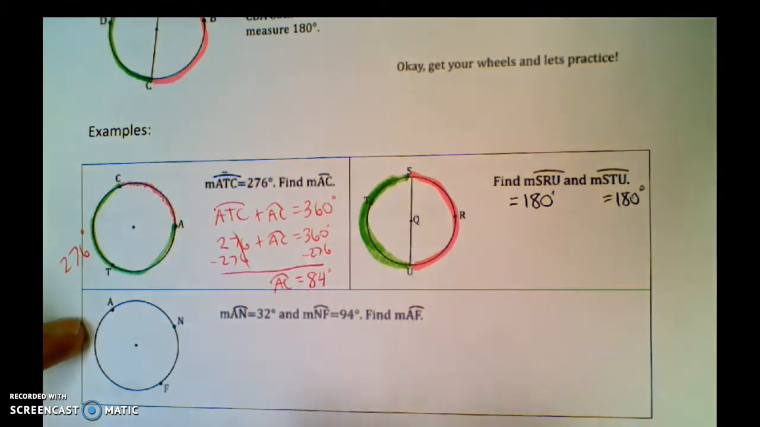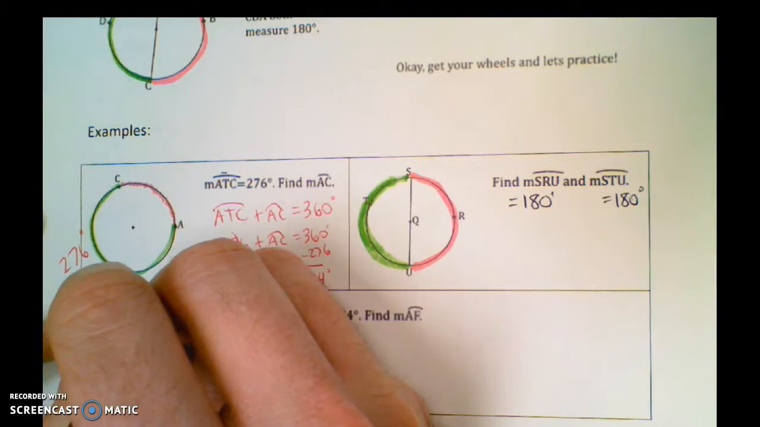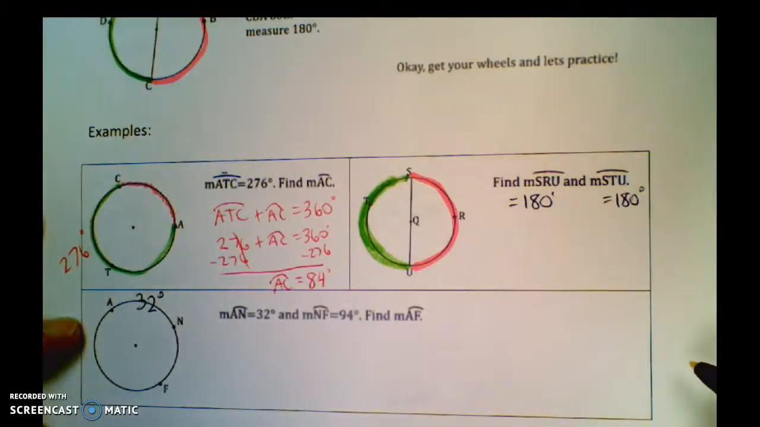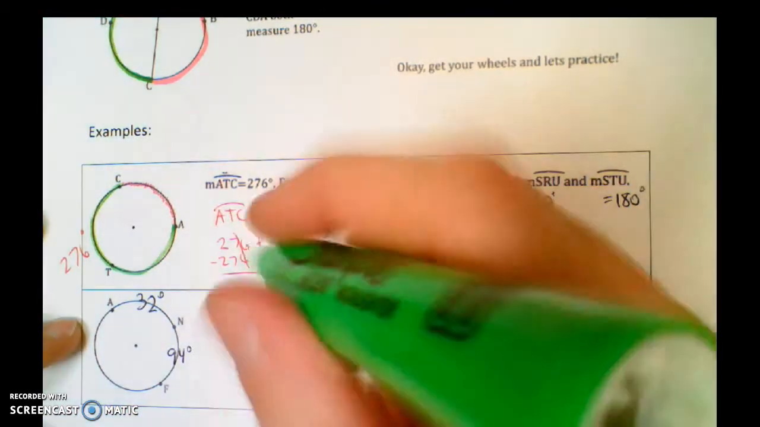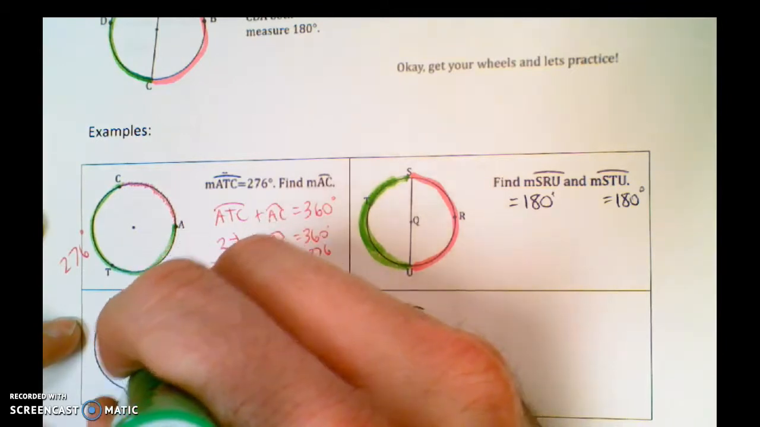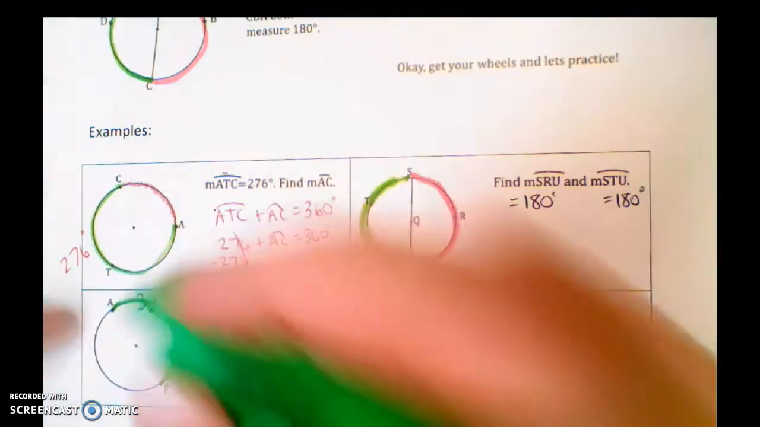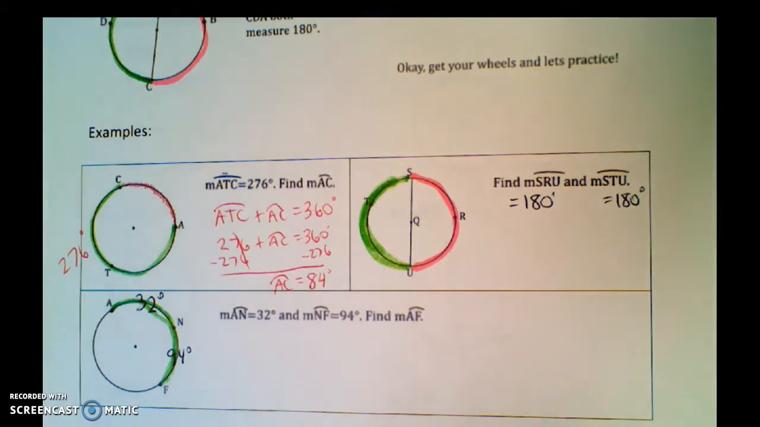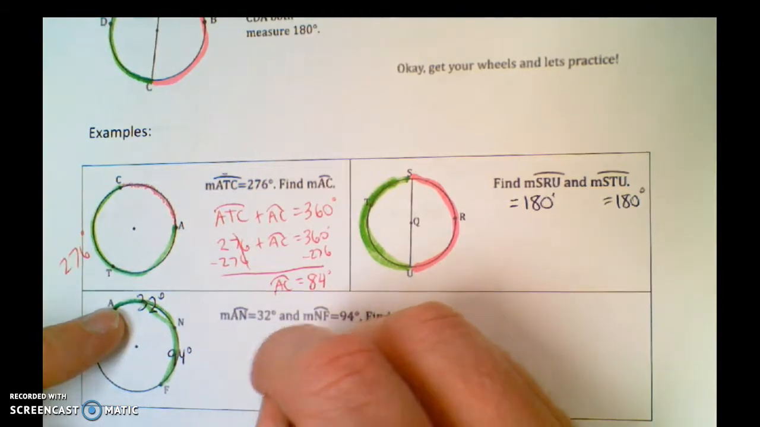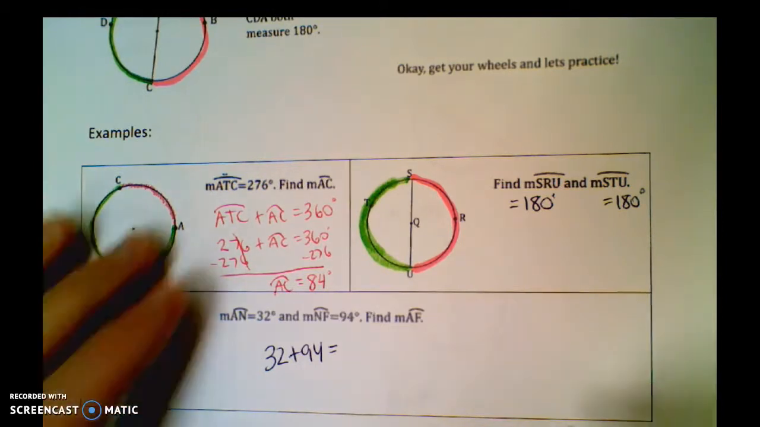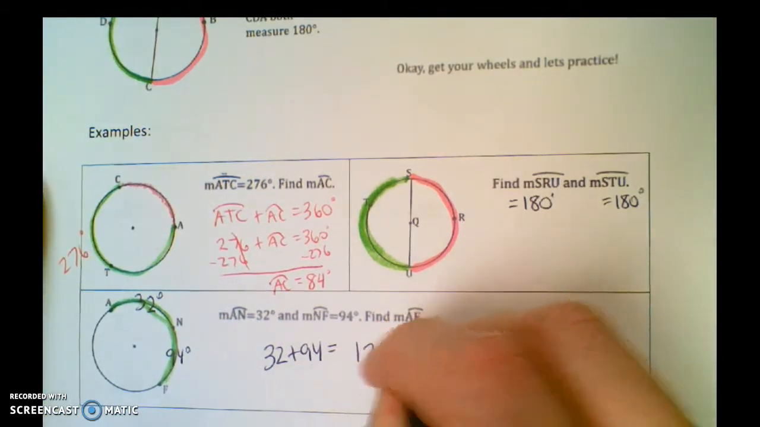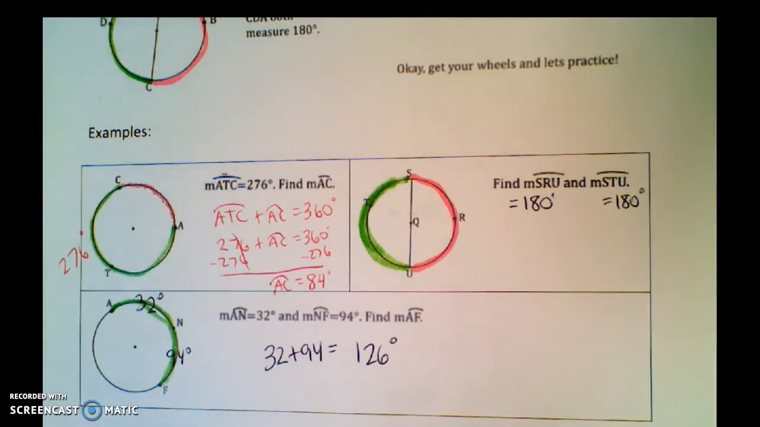On the bottom, it says the measurement of AN is 32 degrees. So this piece here is 32 degrees. And the measurement of NF is 94 degrees. They want us to find the measurement from A to F. And notice it's not a major arc, it's a minor arc. So I'm going from A to F. So all I need to do is add these two things together. 32 plus 94 equals 126. So the measurement of AF is 126 degrees. Try the problems on the back and see how you do with those ones.